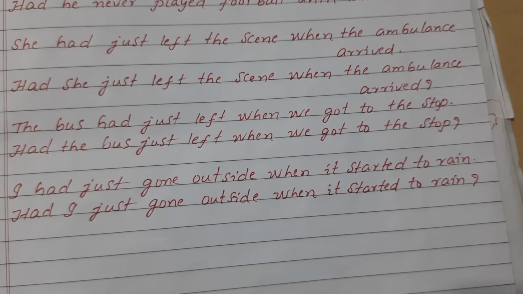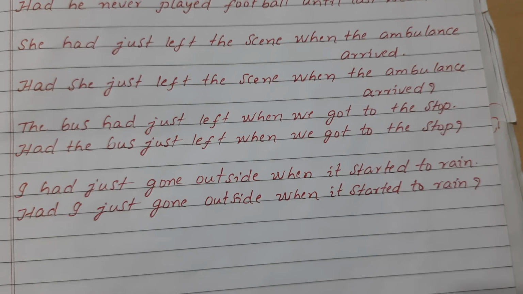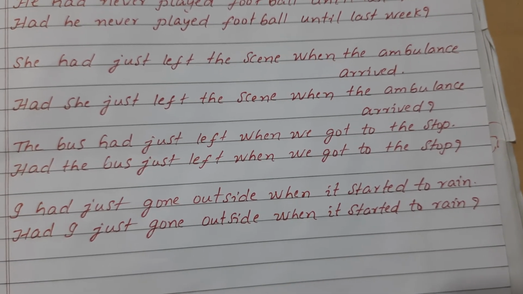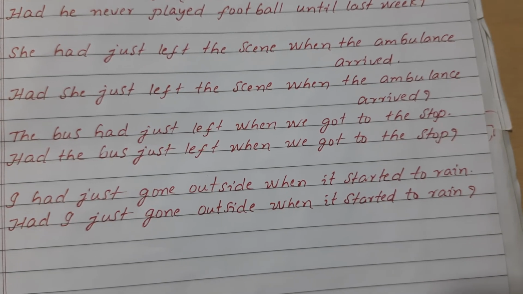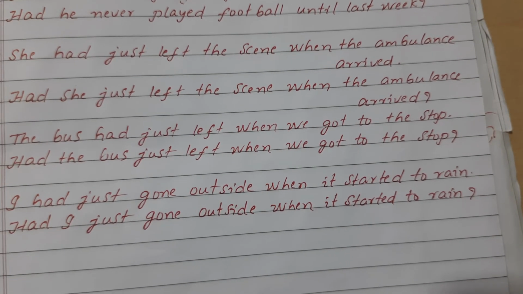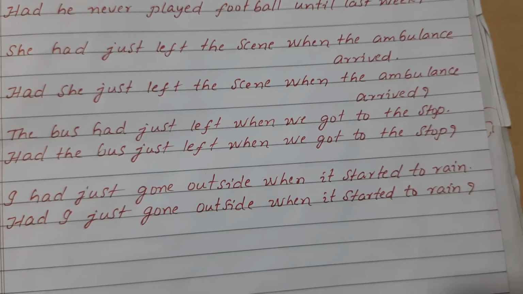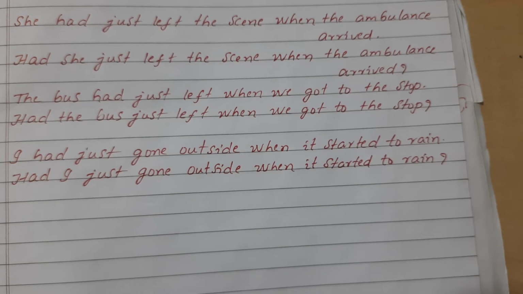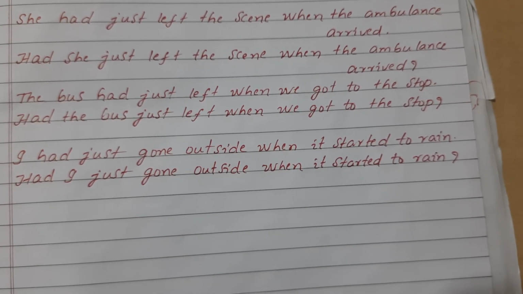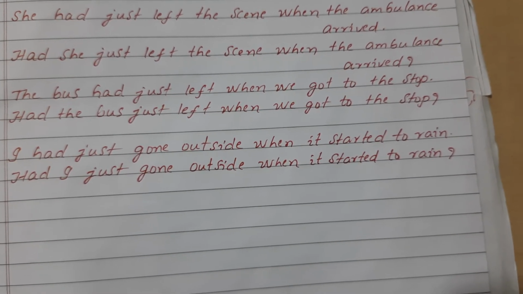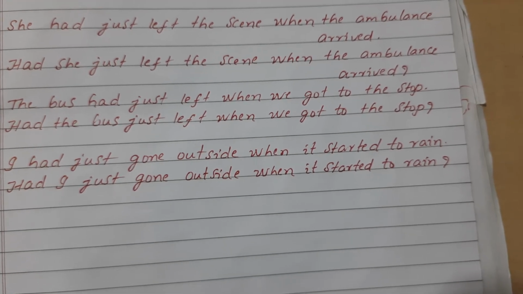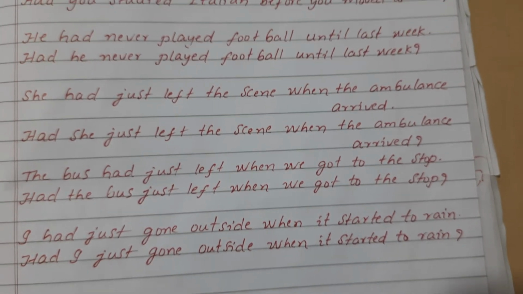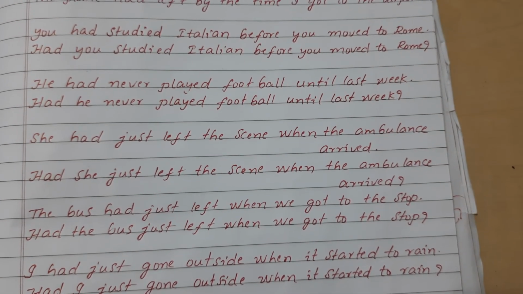The bus had just left when we got to the stop. Had the bus just left when we got to the stop? Next example. I had just gone outside when it started to rain. Had I just gone outside when it started to rain? That is the question. So, my dear friends, this is all about past perfect tense.